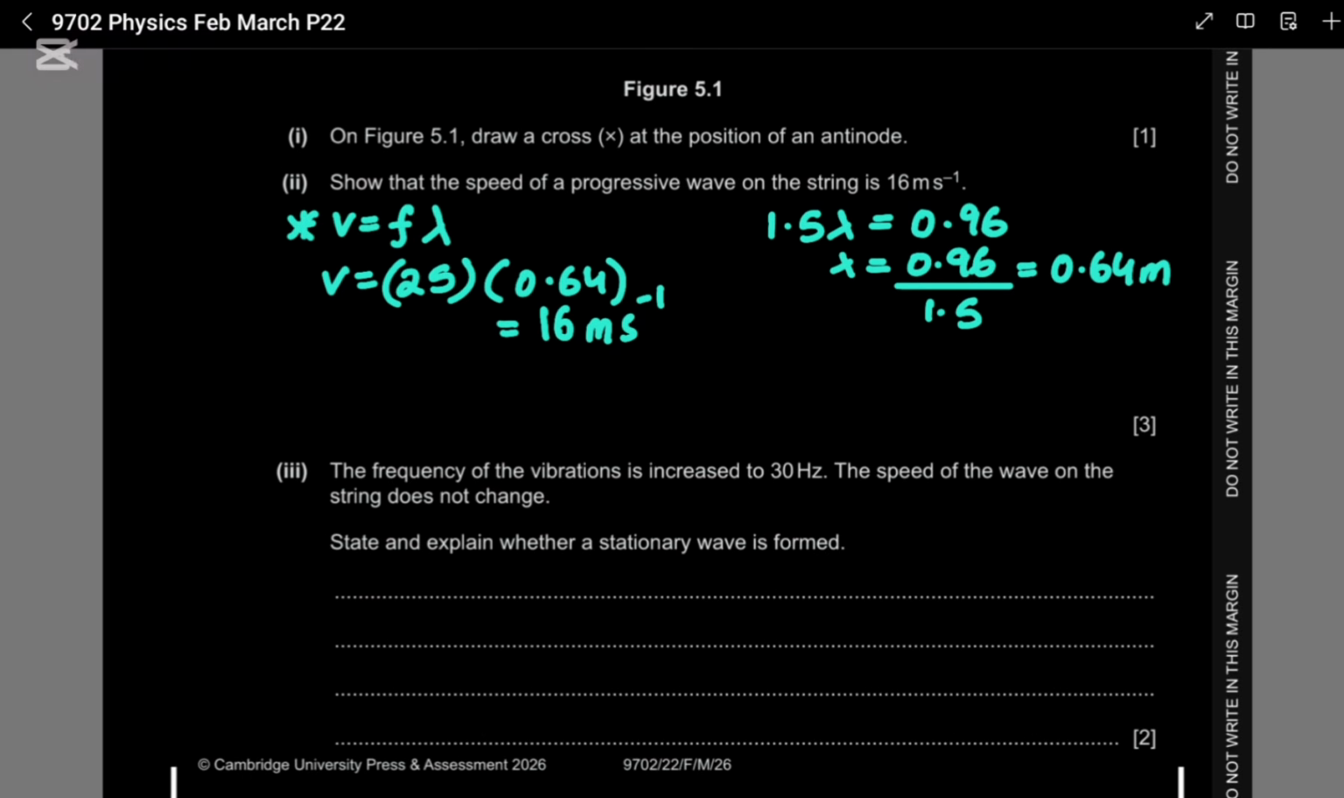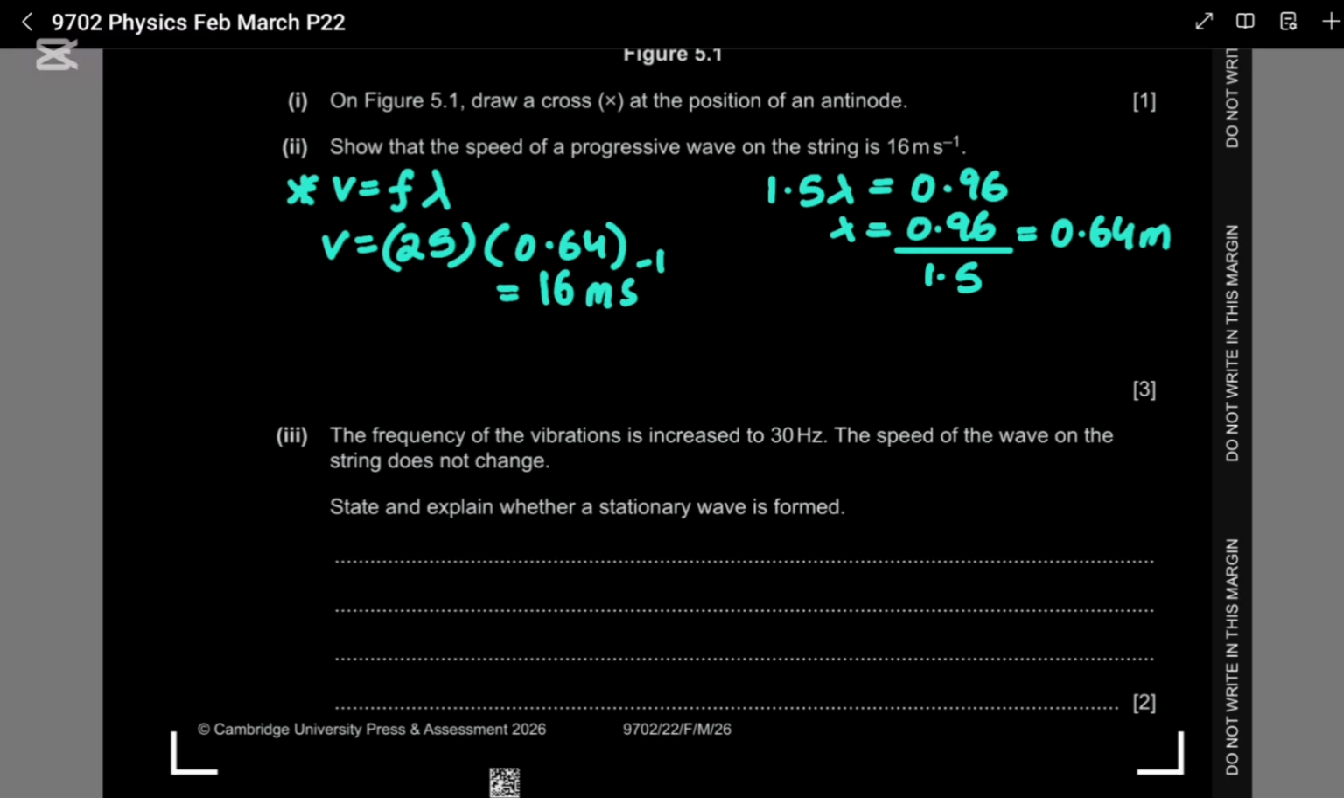Now the next part, the frequency of vibrations is increased to 30 hertz. The speed of the wave on the string does not change. State and explain whether a stationary wave is formed. Okay, again, V is equal to F lambda. And from here they said that the speed does not change. So what is lambda? Lambda is equal to V over F, so 16 over 30.